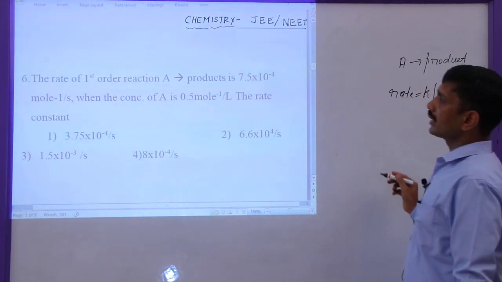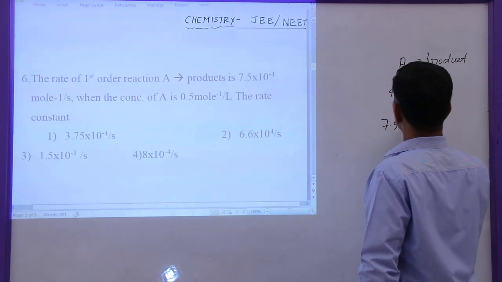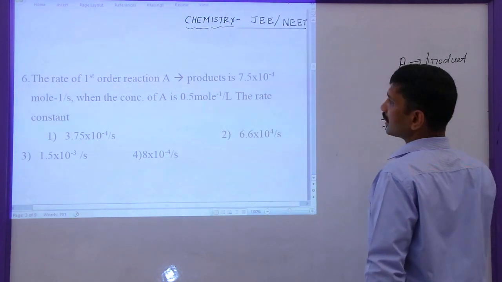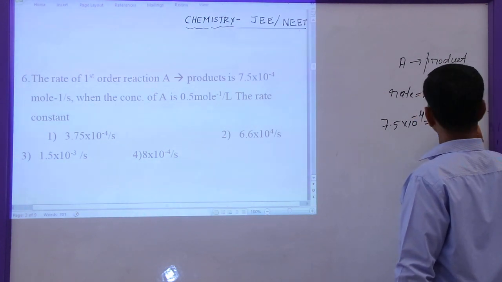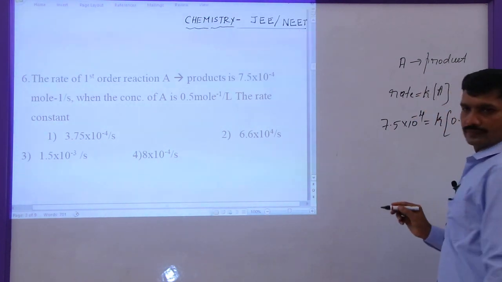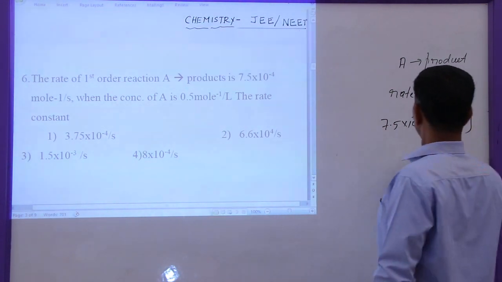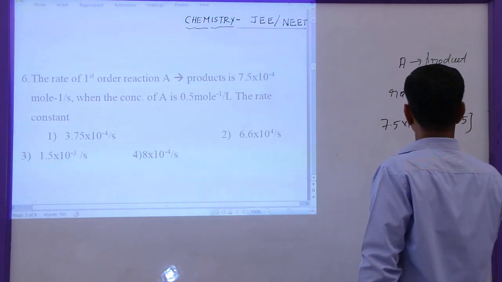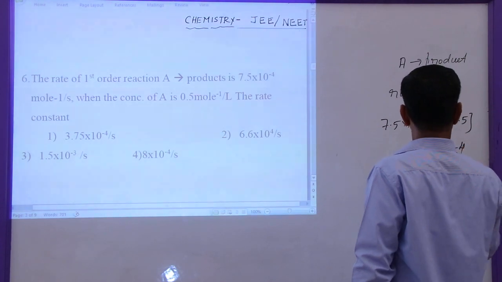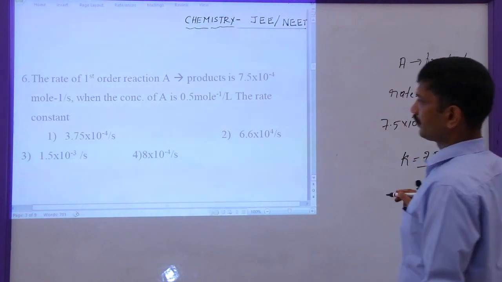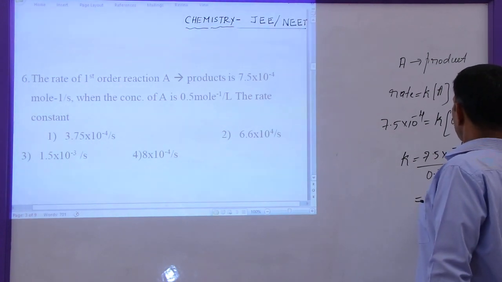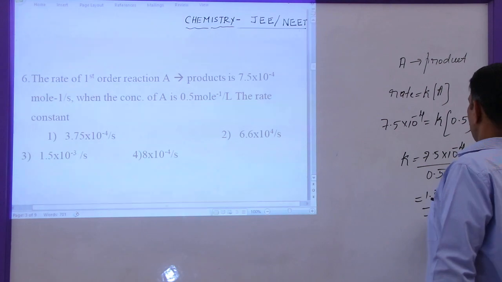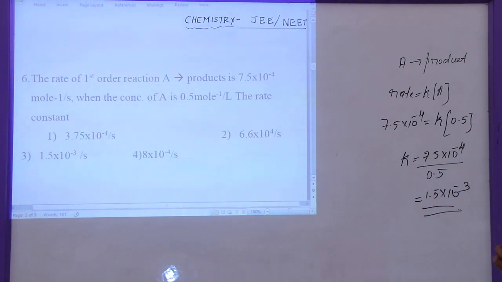The rate of the reaction is 7.5 into 10 to the power minus 4. So find the rate constant K. The concentration here is 0.5. So K is equal to 7.5 into 10 to the power minus 4 divided by 0.5. The answer is 1.5 into 10 to the power minus 3, so the third option is correct. Okay, next one.